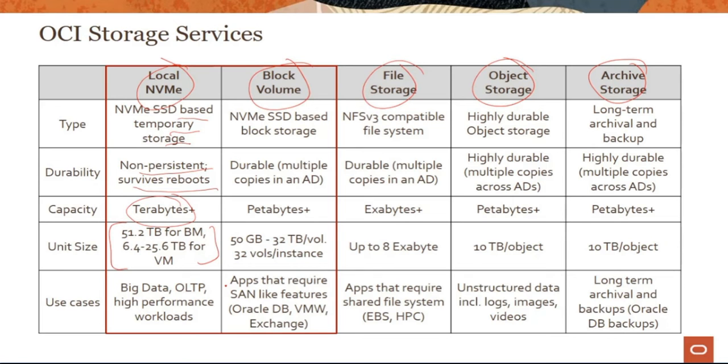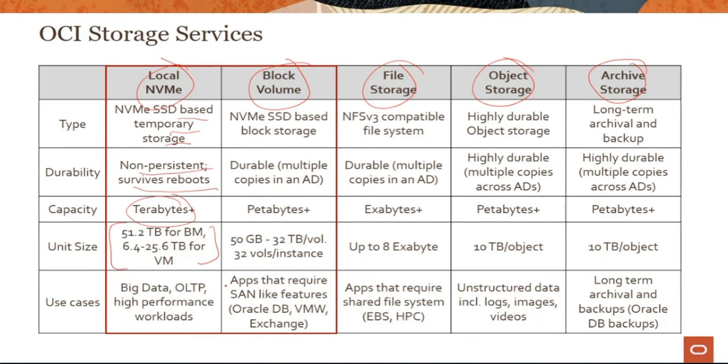And the use cases are applications which require a lot of throughput, like big data applications, OLTP, where you require a massive amount of very fast storage, lots of IOPS, lots of throughput. Local storage, you don't want to go onto the network, you would use local NVMe.